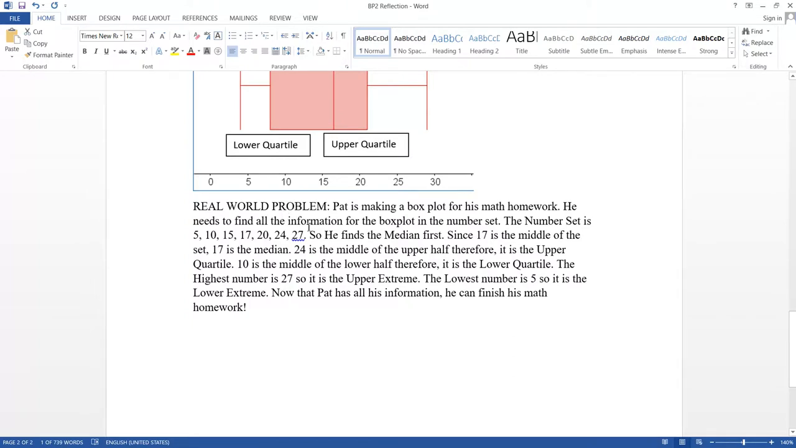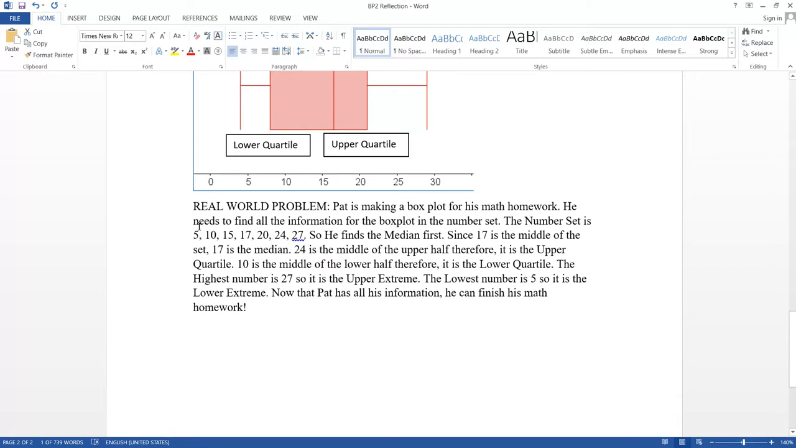Real world problems. Pat is making a box plot for his math homework. He needs to find all the information for the box plot from the number set. The number set is 5, 10, 15, 17, 20, 24, and 27. So he finds the median first. Since 17 is in the middle of the number set, 17 is the median. And 24 is the middle of the upper half, therefore it is the upper quartile.